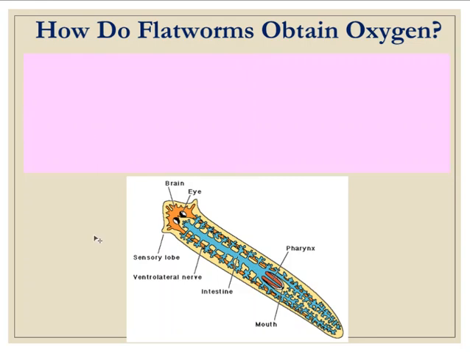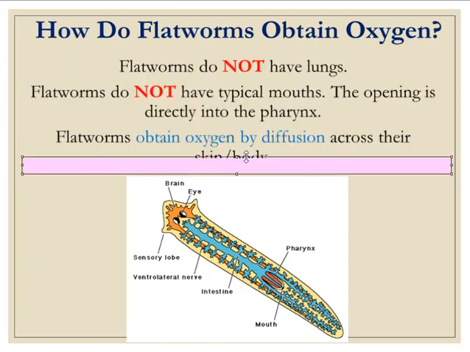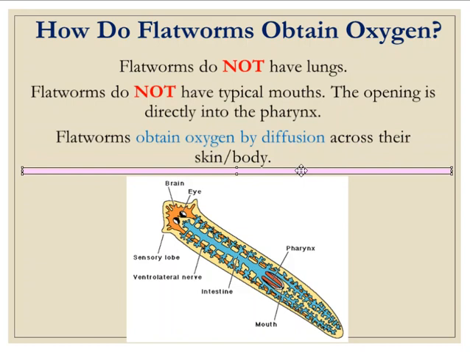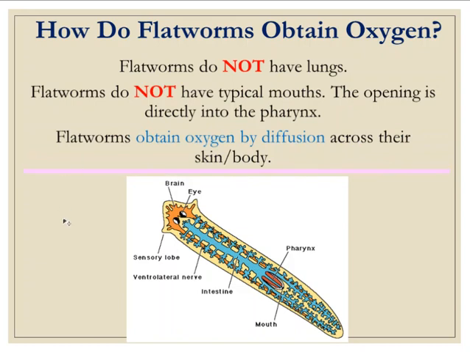So if flatworms don't have lungs, how do they obtain oxygen? By diffusion across their skin or body. Just like when we discuss diffusion across a cell membrane, it's very similar to that. The oxygen in this organism's environment, which is usually watery, will just diffuse across that barrier that is technically its skin and diffuse into the cellular tissues. Remember, this is a pretty small organism, so it doesn't need a really complicated system to begin with.